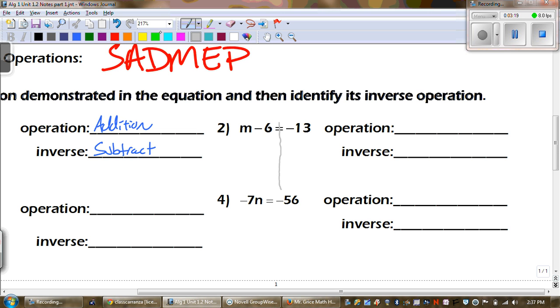All right, there's my variable. What operation do you see that's next to it? Well, the operation that I see is subtraction. What is the inverse, the opposite of subtraction? Addition.